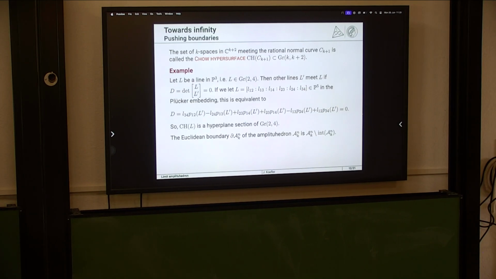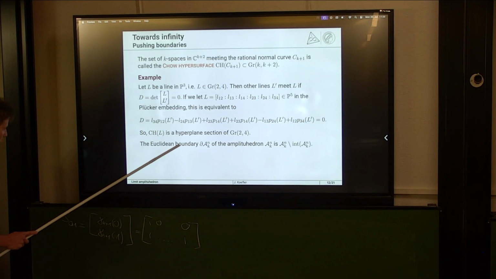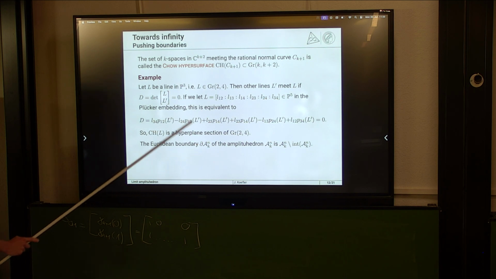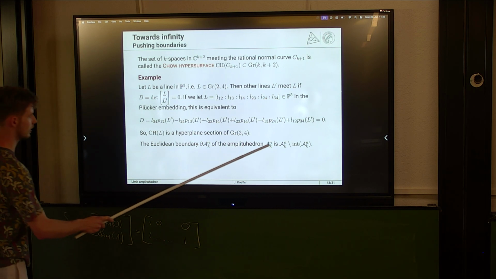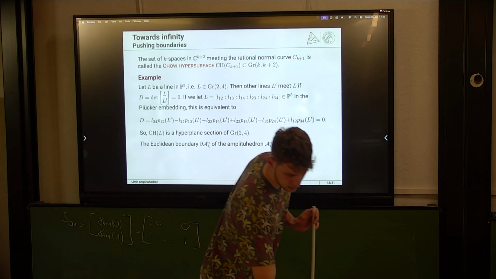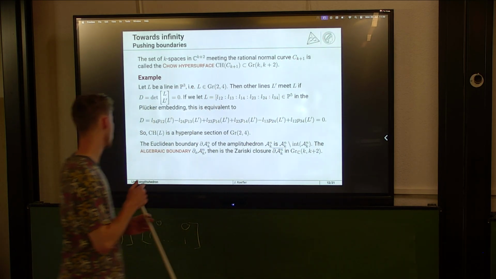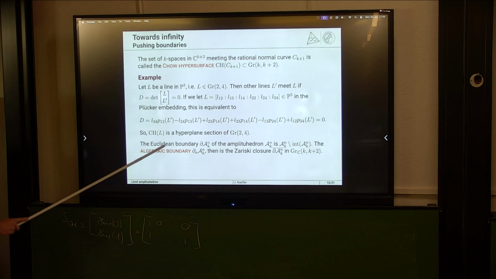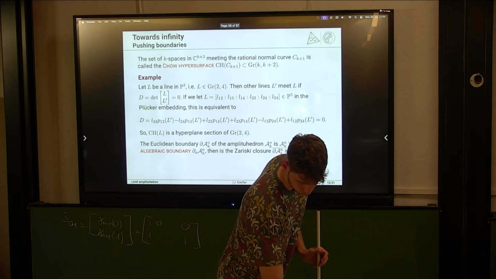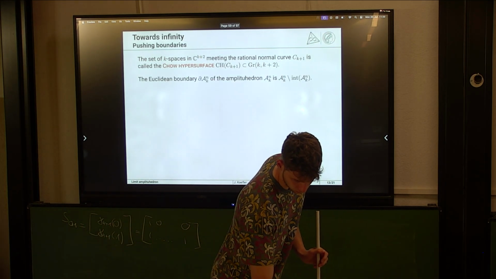Okay, so as a reminder, the Euclidean boundary I denote by ∂A_{k,n}, and that's just taking the whole semi-algebraic set and removing its interior. And the algebraic boundary is taking that Euclidean boundary and closing it up in the Zariski topology inside the Grassmannian.